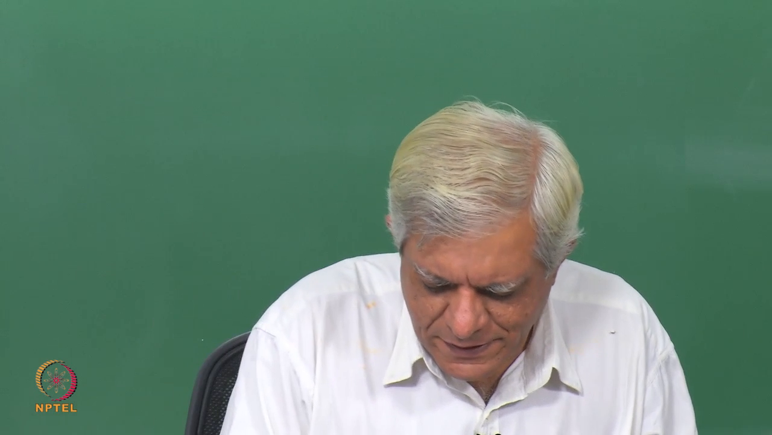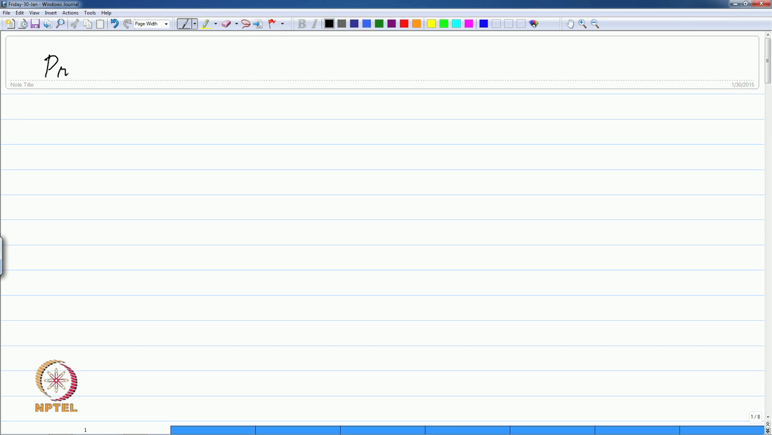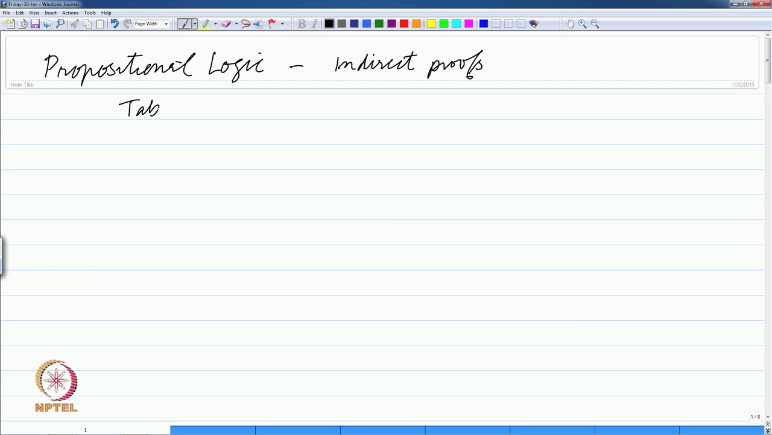We have been looking at propositional logic, and this is probably the last class that we will look at this, and in particular we were looking at indirect proof methods. So, we saw this system called Tableau method.